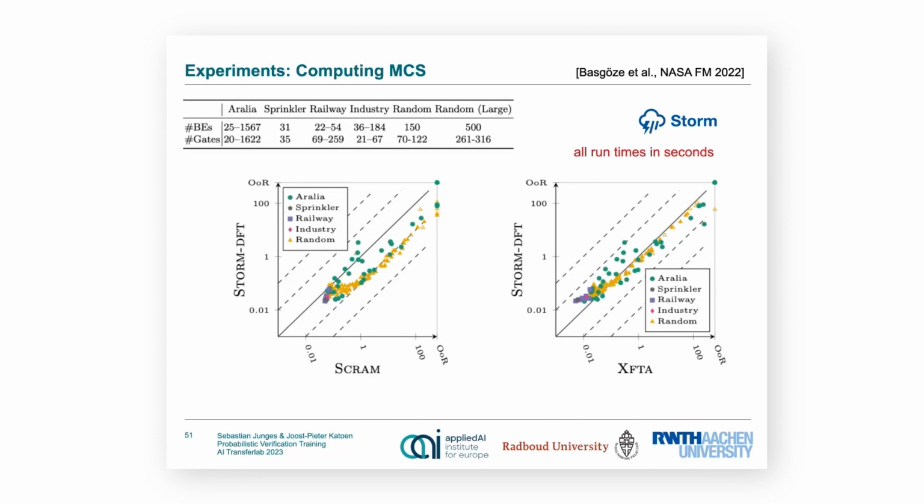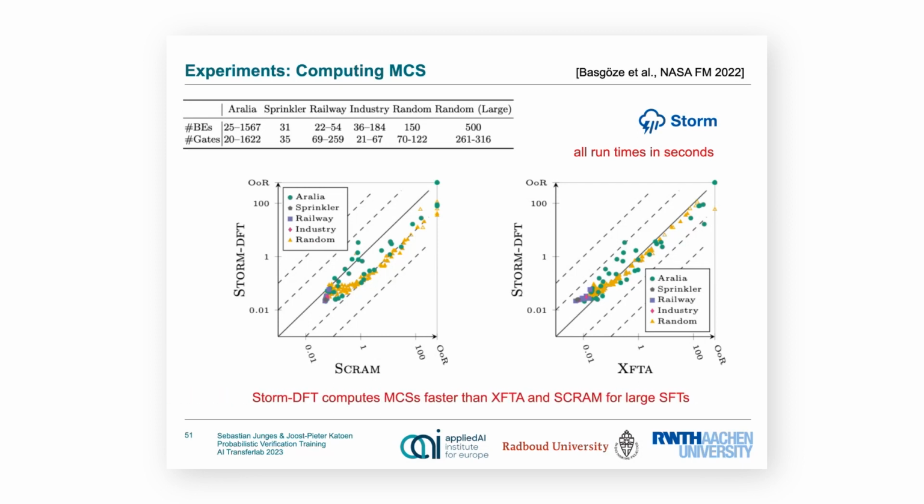And 2 of them are Scram and XFTA. And here you see those scatter plots again. So these are log scale plots. Storm is on the y-axis, and any point on the diagonal means that Storm is competitive to Scram. Any point below the diagonal means this is good for Storm. Any point above the diagonal means Storm is a bit slower, and it's log scale, so the dashed lines mean really a factor 10 or a factor 100. Yeah, that's what you should see.